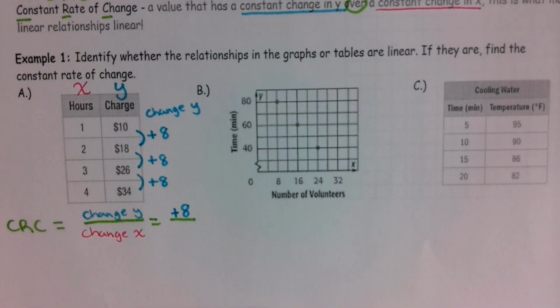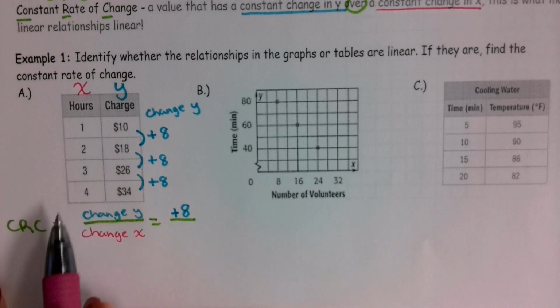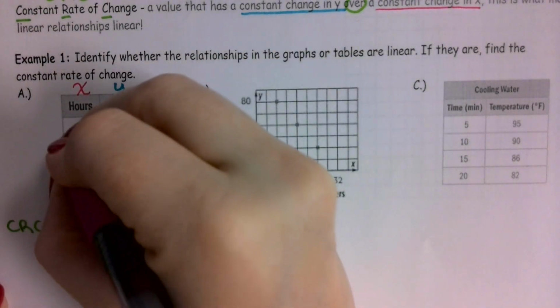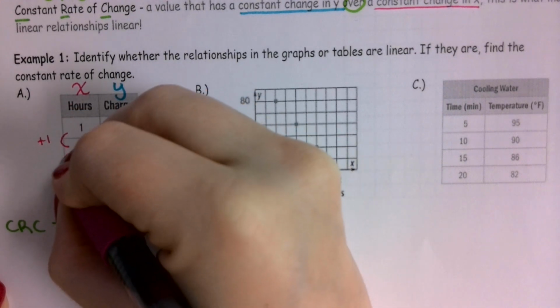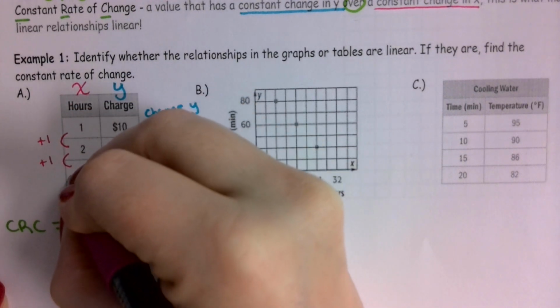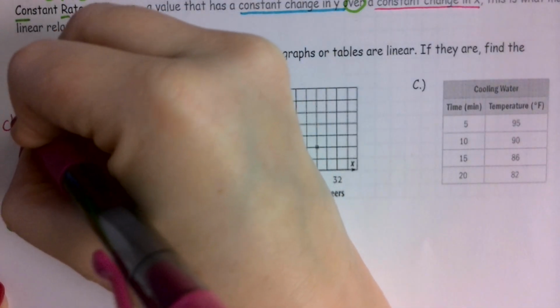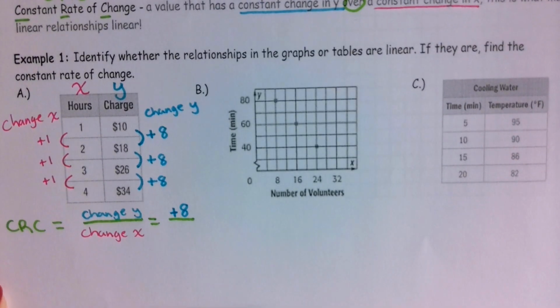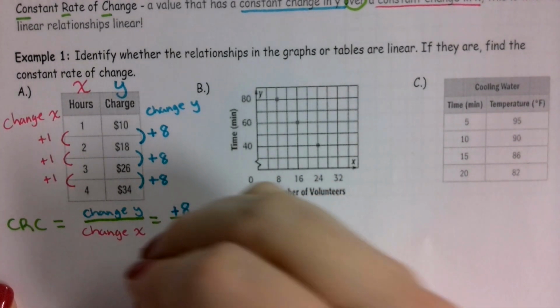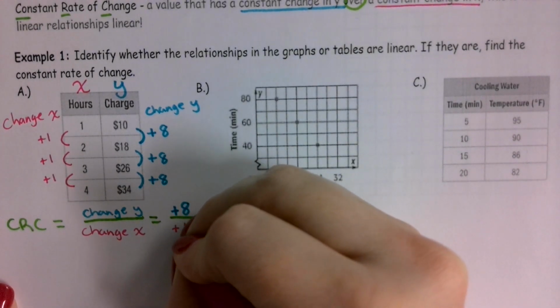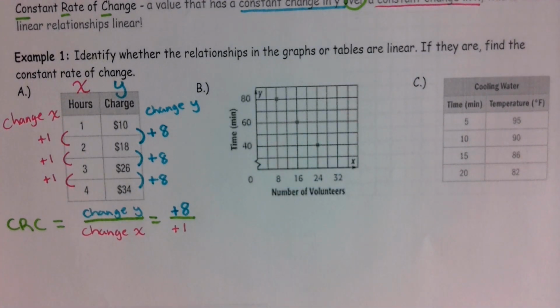Then I'm going to do the same thing for my x's. I'm going from 1 to 2. What's happening? Plus 1. From 2 to 3. Plus 1. From 3 to 4. Plus 1. This represents that change of my x. What I just identified here is the change of my x. So I'm going to put a plus 1 underneath it.